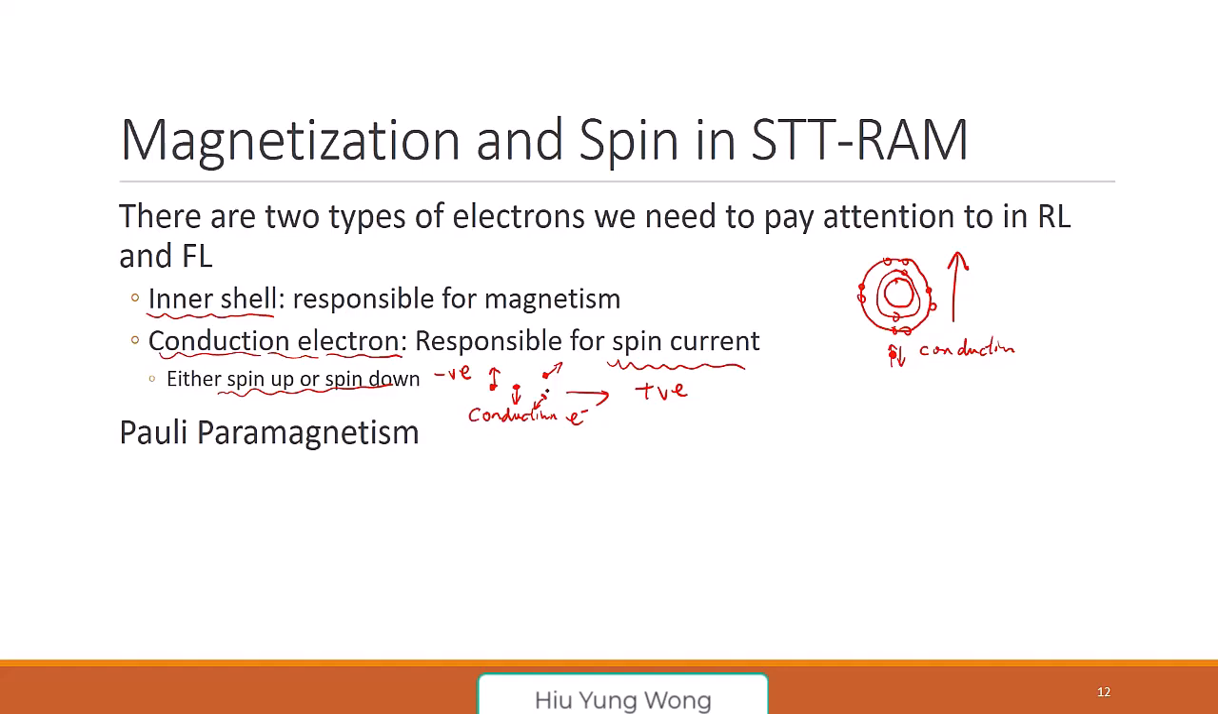So this is the picture I really want you to memorize, because many people don't recognize it. If you don't recognize this when you start reading papers, you cannot understand. You have to recognize in the free layer, magnetization is responsible for the inner shell electrons. They are not moving. They spin up, spin down, but they are not moving. However, there are some electrons moving around, the conduction electrons. They can spin up or spin down. Okay, this is the picture.